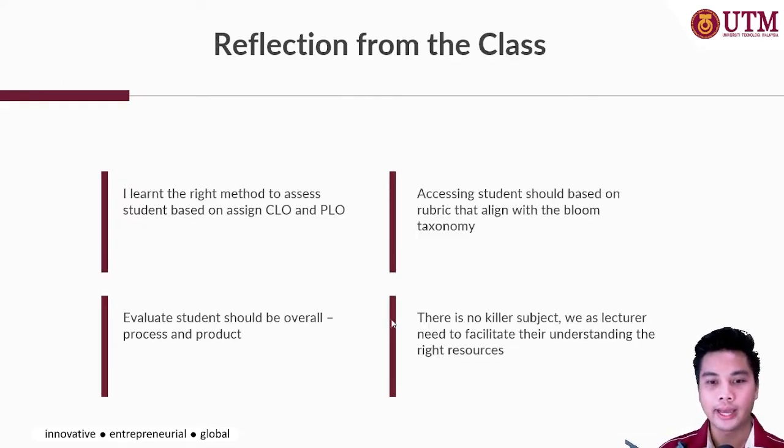Finally, I would like to highlight what I have learned from the reflection on the class. The first one, I learned about the right method. We should have the right method to assess the students, based on the assigned CLO and PLO. Second, evaluate students overall by process and product, not focusing only on the final product. We should focus on what is in between, which is the process. The third one, assessing students should be based on rubrics that align with Bloom's taxonomy. And finally, there is no killer subject. We as lecturers need to facilitate them to understand or connect them with the right resources.